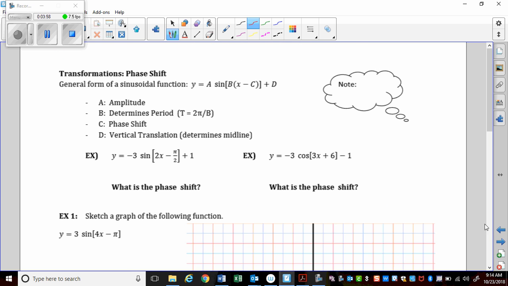Go ahead and turn your paper over. Let's just define these. You know that A is your amplitude. This is also going to be your vertical reflection. If A is negative, it's going to reflect across the x-axis.